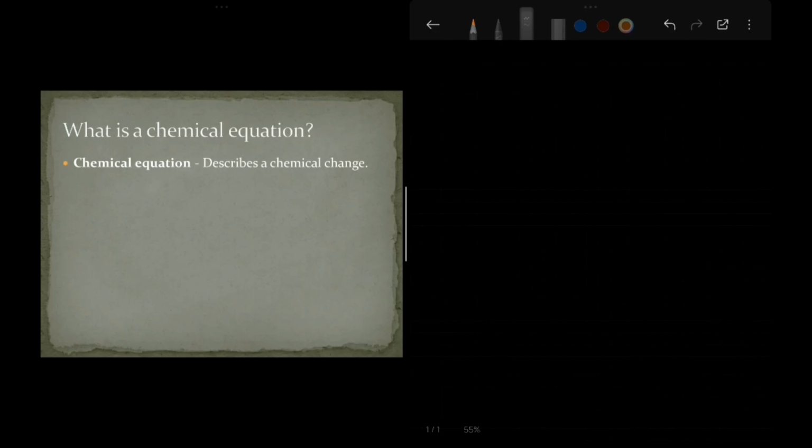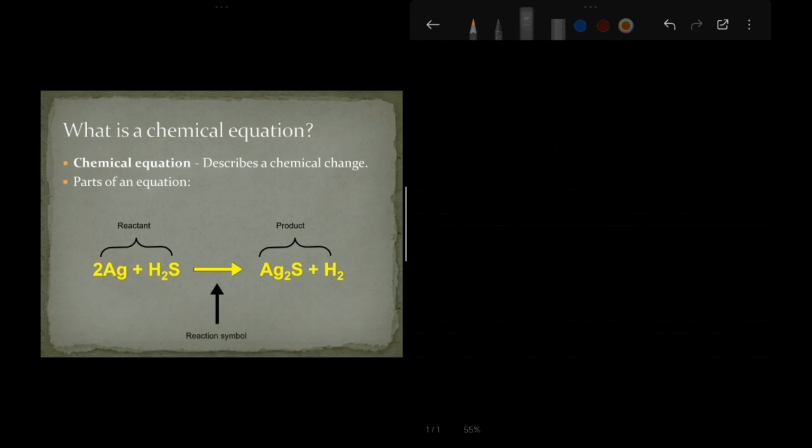Okay? Now, under the chemical equation, we also have its parts. This yellow part, as you can see here, is what we call the chemical equation. On the left side, we have the reactant. On the right side, we have the product. The arrow in the middle we call the reaction symbol. It literally shows that the reactants undergo a reaction.